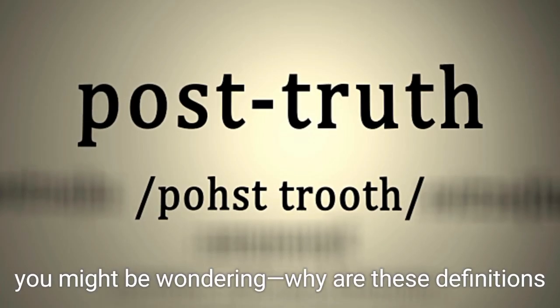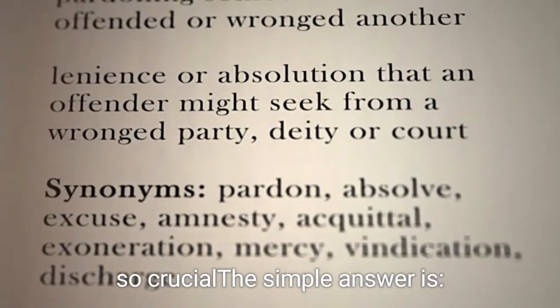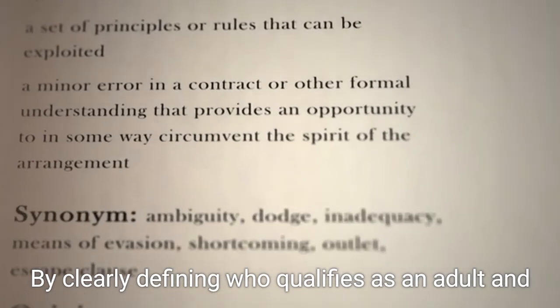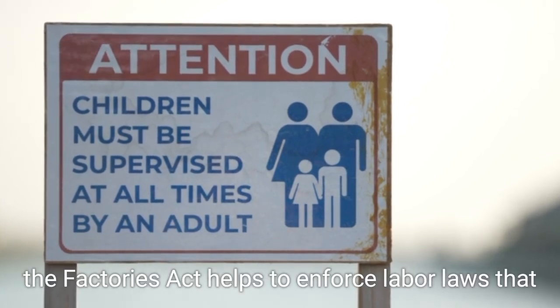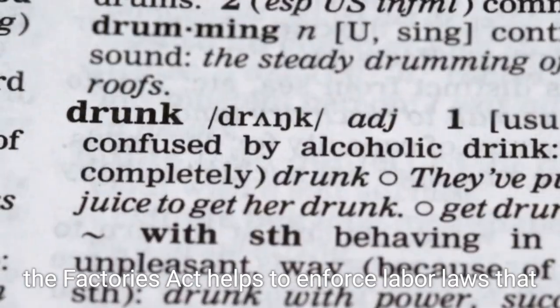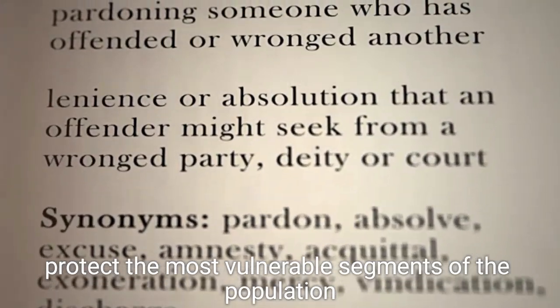Now, you might be wondering, why are these definitions so crucial? The simple answer is worker protection. By clearly defining who qualifies as an adult and a child, the Factories Act helps to enforce labor laws that protect the most vulnerable segments of the population.